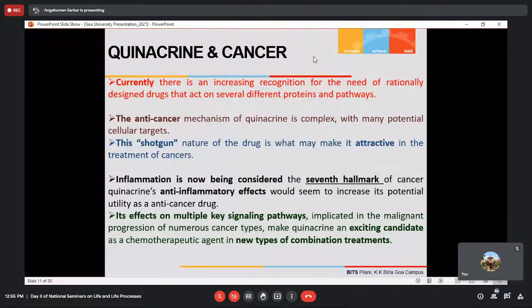And quinacrine's anti-inflammatory effects would seem to increase its potential utility as an anti-cancer drug. And its effects on multiple key signaling pathways are very, very important. Therefore, it gives us immense understanding. And I will show you where we are going to use quinacrine as one of the chemotherapeutic reagents in cancer treatment and conditioning treatment. This work we have already started in Manipal Hospital in Goa with the help of the Goa Cancer Society.